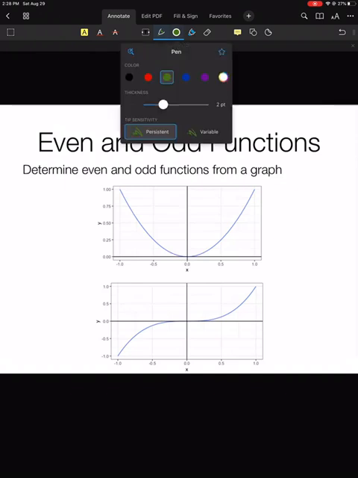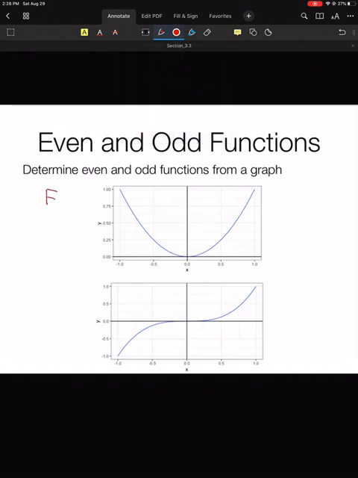So this example, this function here, is even. This is an even function. If I can cut it down the middle and flip this side over and get full overlap, then that's an even function. That's what it means to be symmetric about the y-axis.